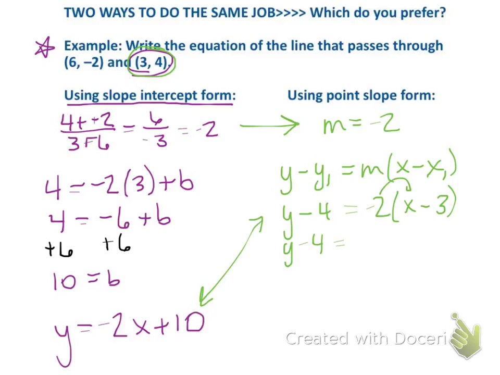So y minus 4, distribute, negative 2x plus 6. Add 4 to both sides. y equals negative 2x plus 10. They're the same. Look at that. So, two ways to do the same thing. Which do you prefer? Now, obviously, you need to be fluent in both. You need to understand both. But sometimes you can pick and choose.